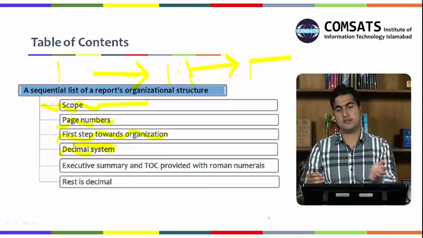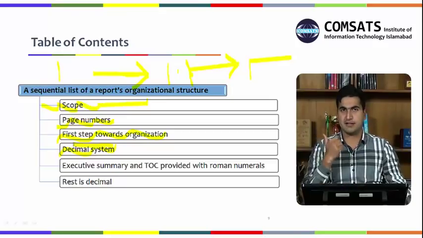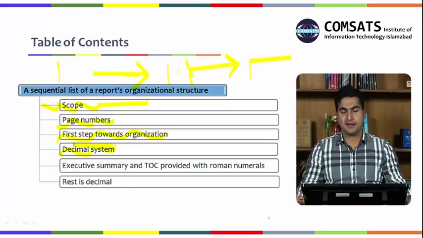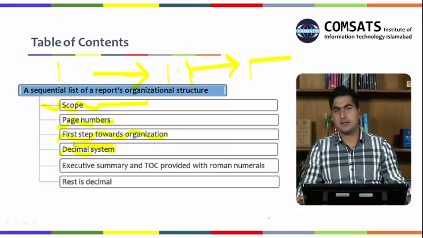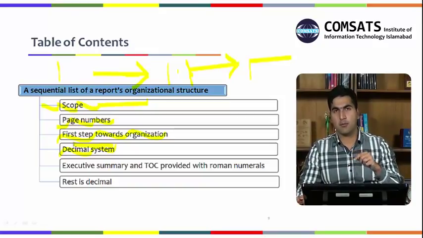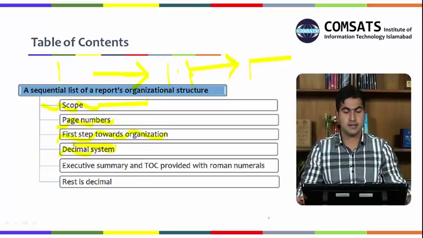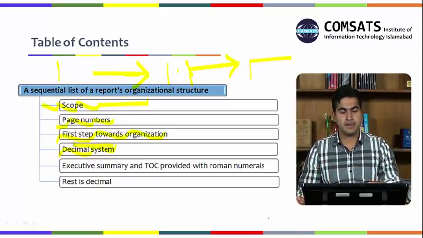You can see the arrows, they're just going towards the right hand side, meaning just move ahead. We would like to see what's coming ahead. So let's just finish up. In case of the executive summary and TOC, these are provided with Roman numerals, which are of course mentioned on the page number as well at the top right side. The rest of the information is all decimal, just the way 1.1 as I have mentioned it.